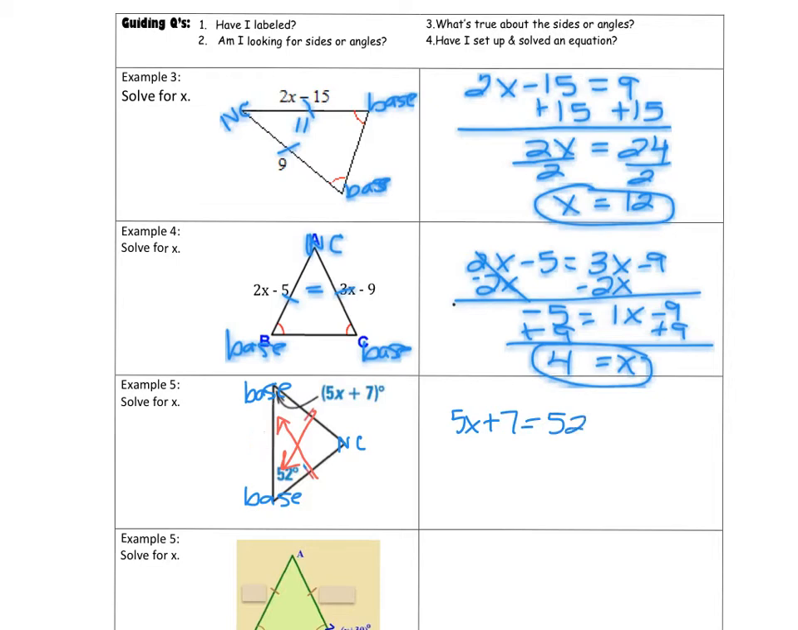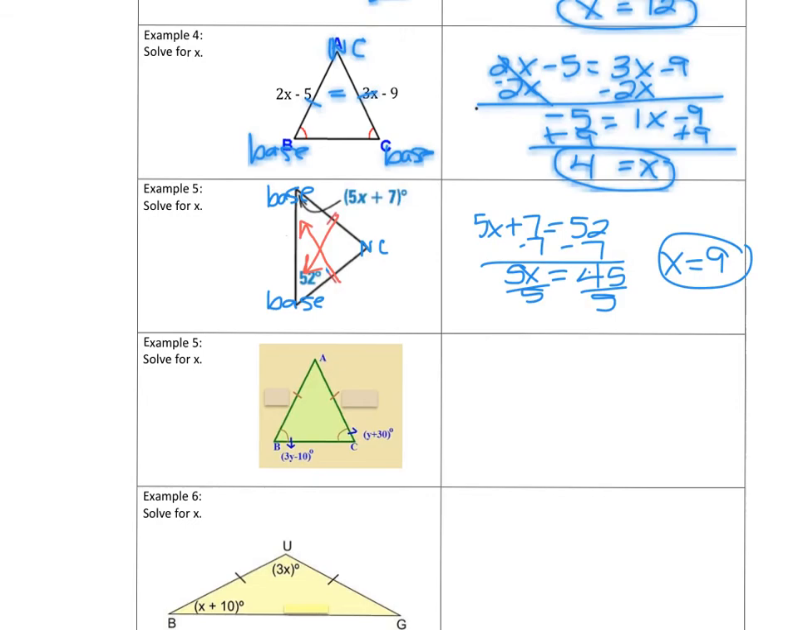Now all I've got to do is solve. So it looks like this. I'm going to subtract 7 from both sides, which leaves me with 45. Divide by 5, which lets me see that my x is going to be equal to 9. Not too bad. Again, I need to identify what it is we're looking for. Make sure you label as well. Let's try another one.